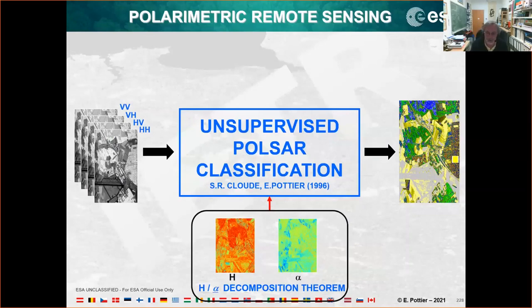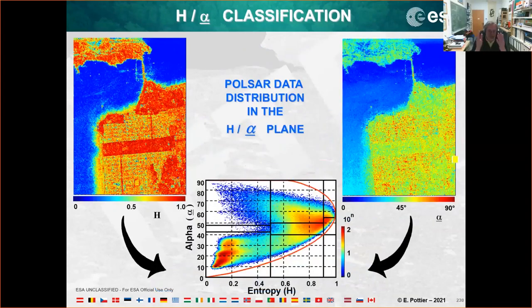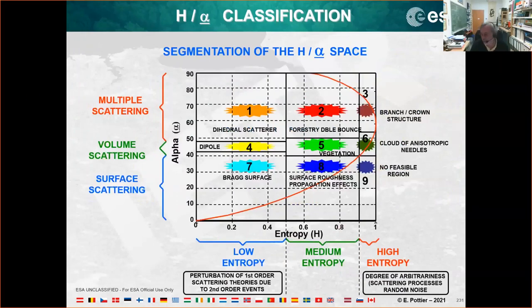The idea was to use only entropy and alpha, and to see if it was possible to do some unsupervised classification, something very simple. I take the entropy image, I take the alpha image, and I project this information on the plane, what we call the entropy alpha plane. I introduce different areas in this plane, and each area has a physical meaning. For each area, I put a given color, and the output will be the result of a segmentation.